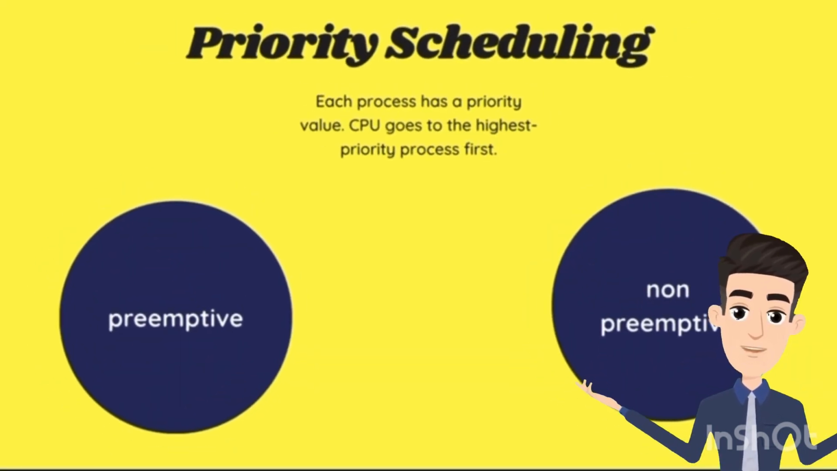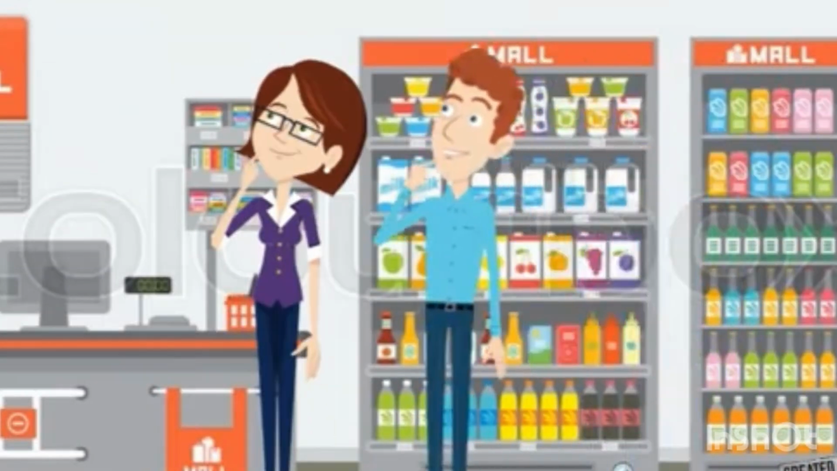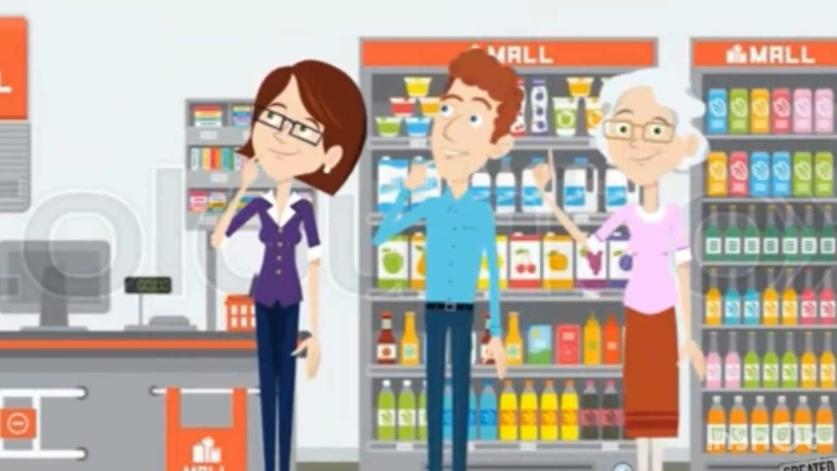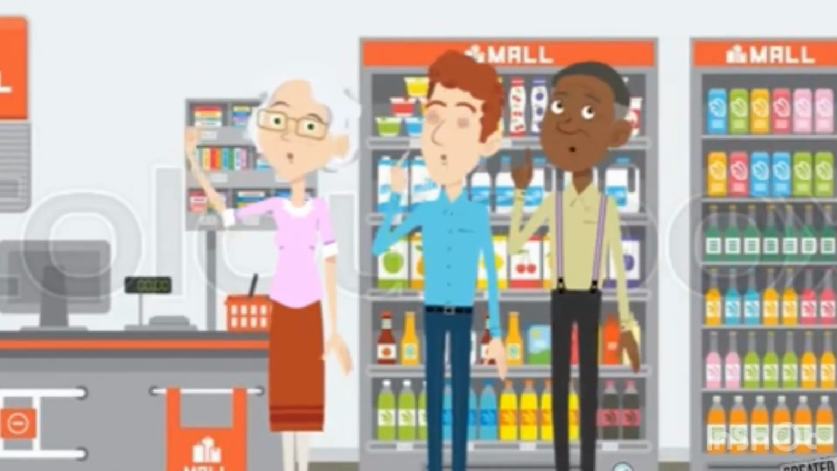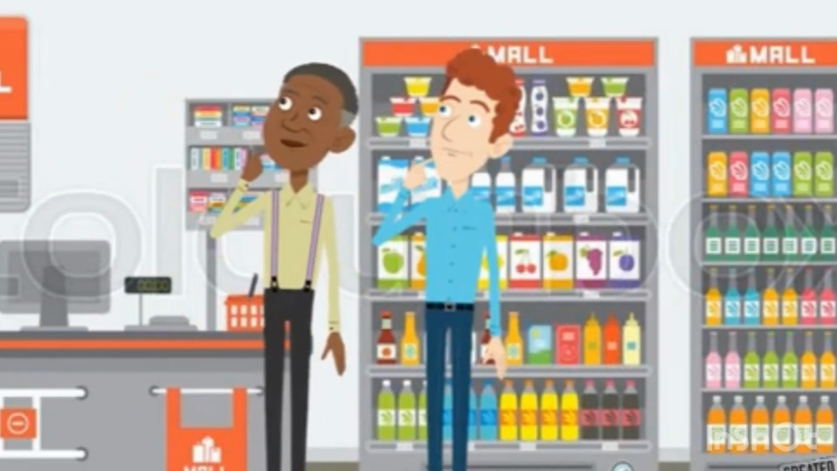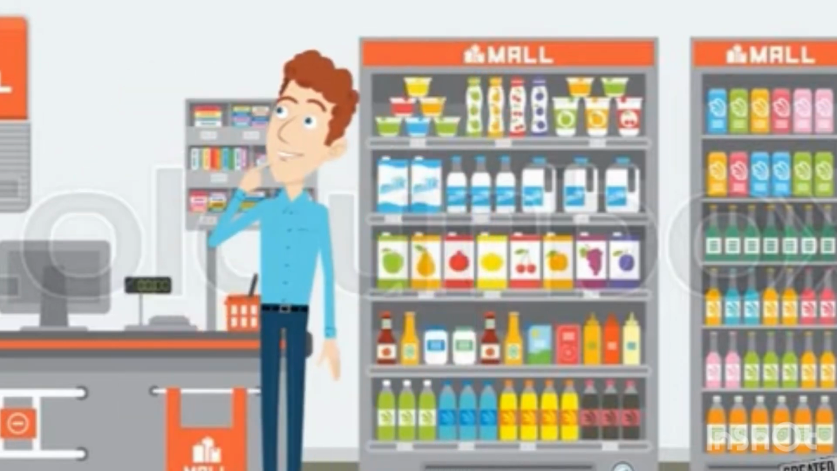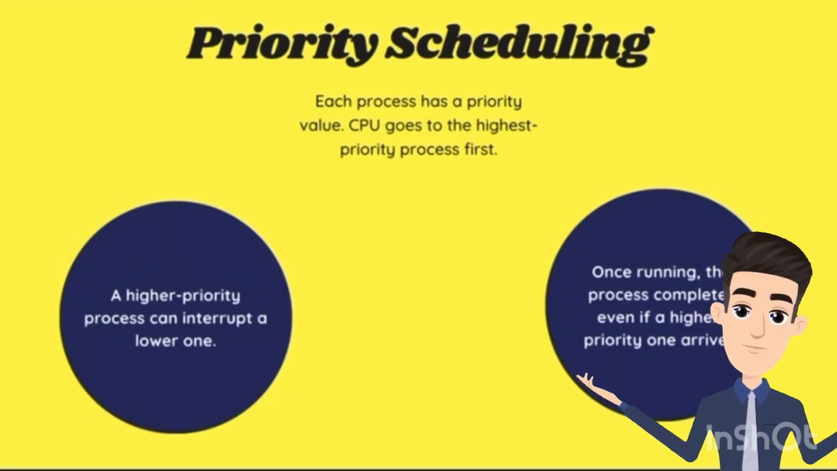Let's talk about priority scheduling, one of the key CPU scheduling techniques used in operating systems. Now, imagine a real life scenario. There's a young man, an older woman, and an older man standing in line at a clinic. Even though the young man arrived first, the clinic gives priority to senior citizens. So the older woman is attended to first, followed by the older man, and then the young man. Similarly, in priority scheduling, processes are executed based on their priority levels. Higher priority processes get the CPU first, and lower priority ones wait for their turn.